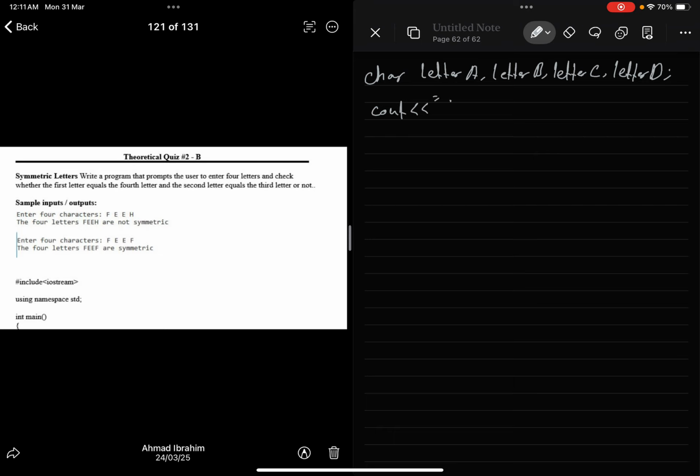So cout: "Enter 4 characters." Then cin, and here you have to write the letters A to D.